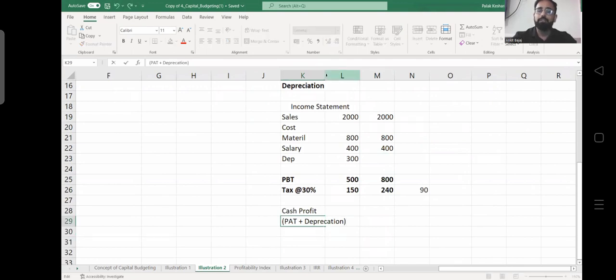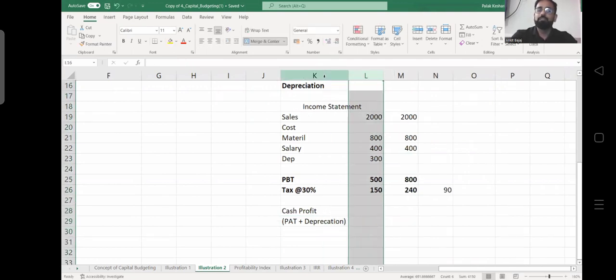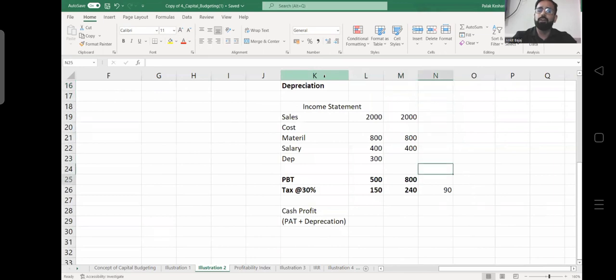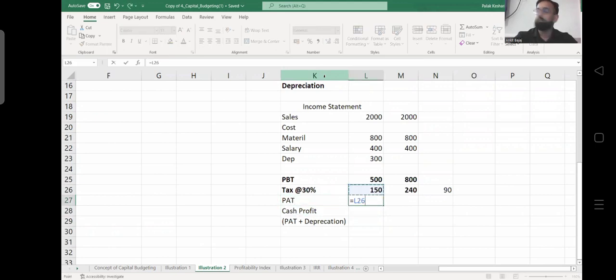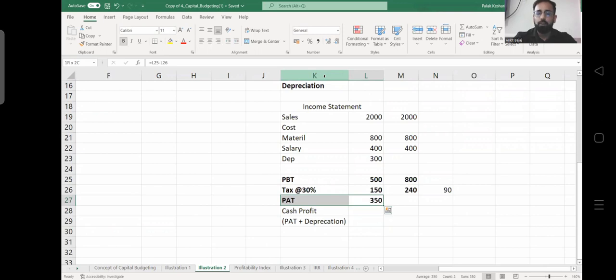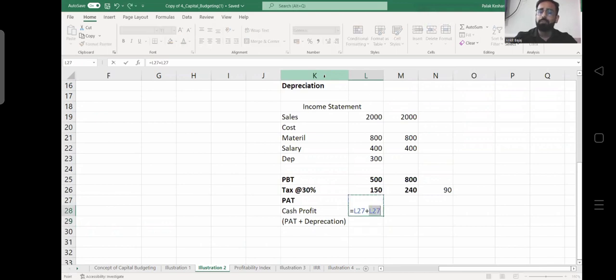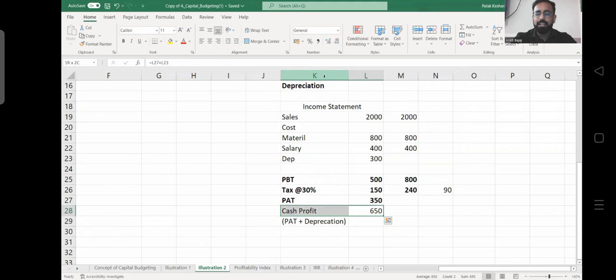If I want to find out how much cash I have generated during the year, it's very simple. I have to take PAT. I have not calculated PAT here, so I will calculate the PAT first. So what is going to be the PAT here? PAT is going to be 350 crore, right? So profit after tax is 350 crore. Depreciation is a non-cash expenditure, so I will add back that expenditure and I will get the cash profit here, right? So the company has generated cash profit of 650 crores.